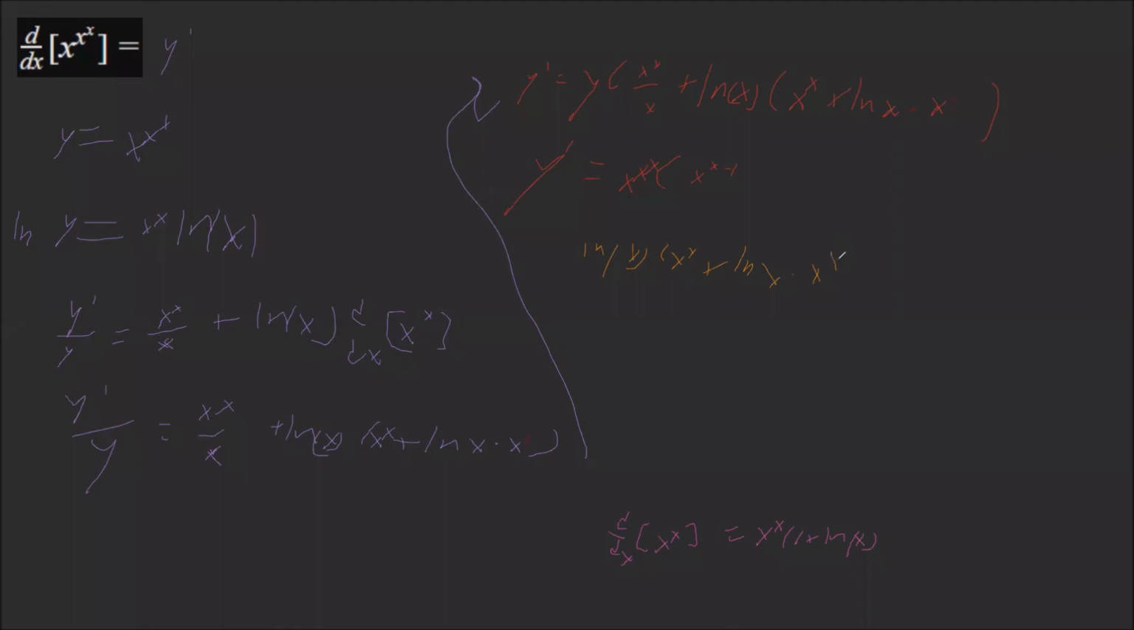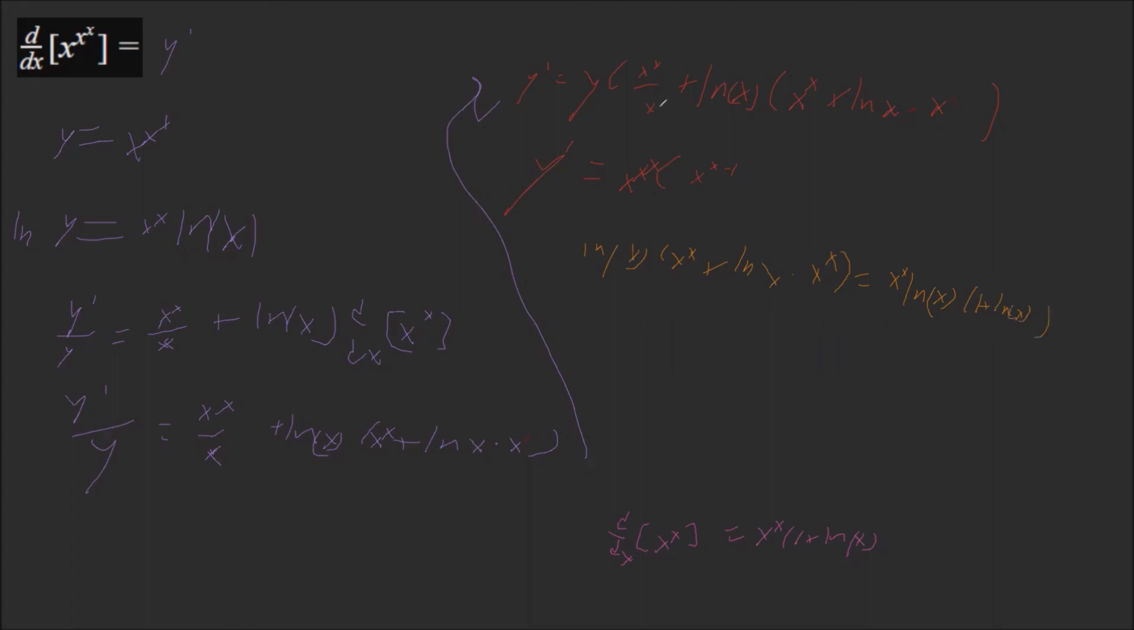So we can now actually simplify this a bit further. What we can do is draw out the x to the power of x from both this term over here and this term over here, such that we end up with x to the power of x times natural log x times 1 plus natural log x. And in fact, that's as far as we're going to simplify this term over here.